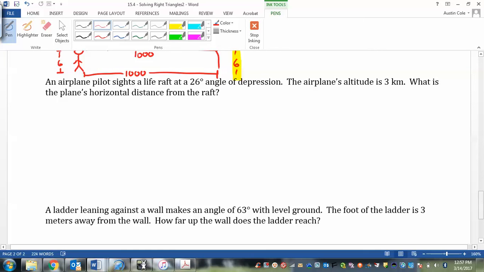We'll do one more here. It says an airplane pilot sights a life raft at 26 degrees angle of depression. So here'd be our angle of depression.